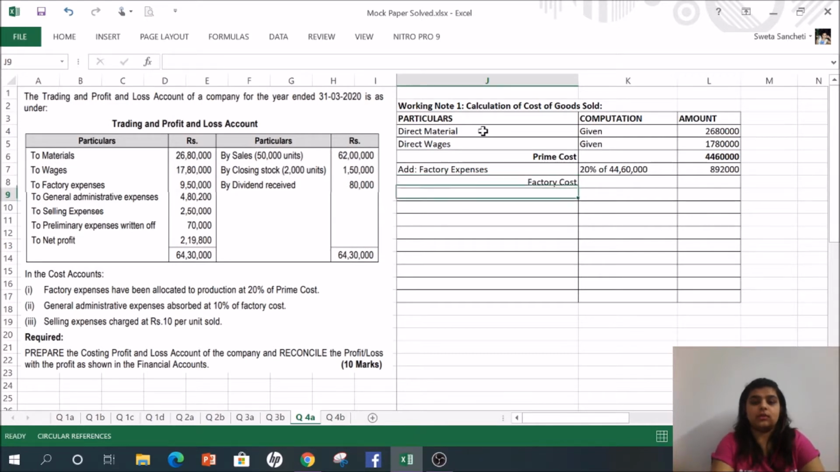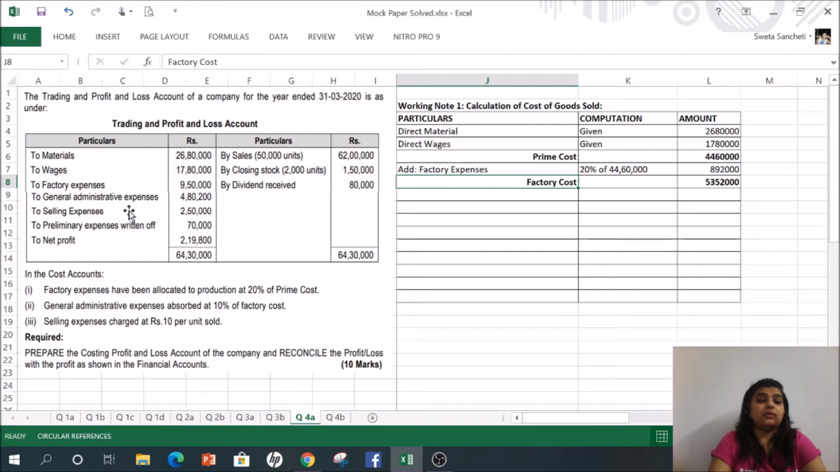Ma'am, why didn't you write gross? Because we don't have any opening or closing WIP. Since we don't have any closing or opening WIP, our gross factory cost and factory cost would be the same. So that is equal to your prime cost plus factory expense, that is 53,52,000.